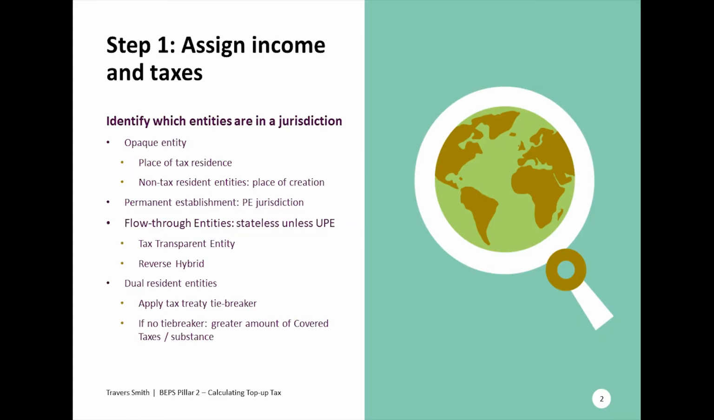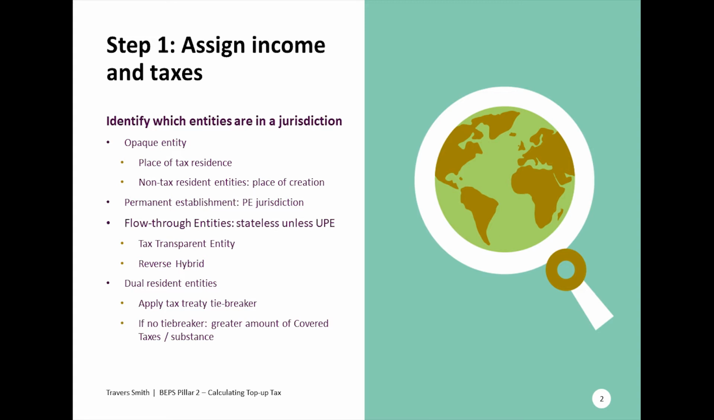So we're starting off by assigning income and taxes to entities. And the first part of this is identifying which entities are within which jurisdiction. And GloBE has a set of rules to identify where entities are located. So let's take a look at these. Opaque entities are easy. If they are tax resident, then they are located in the place that they are tax resident, and if they are not tax resident anywhere, then they are located in the place that they were created. Permanent establishments are located in the jurisdiction where the permanent establishment is.